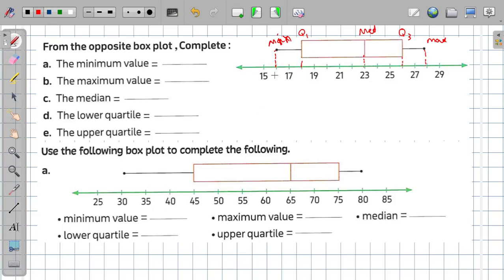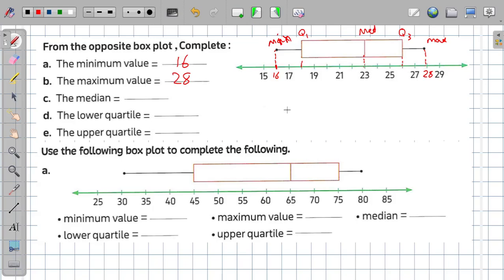I think it's between 15 and 17, so the number in the middle is 16. So I have 16 as the minimum number. The maximum value, I think it's between 27 and 29, so it's 28. So I think the maximum is 28.